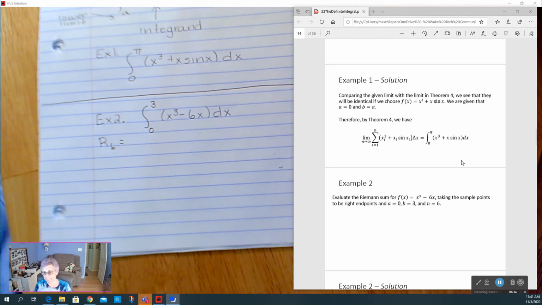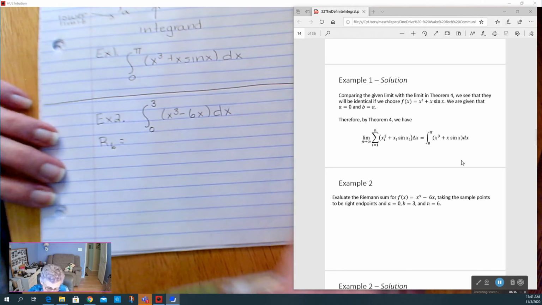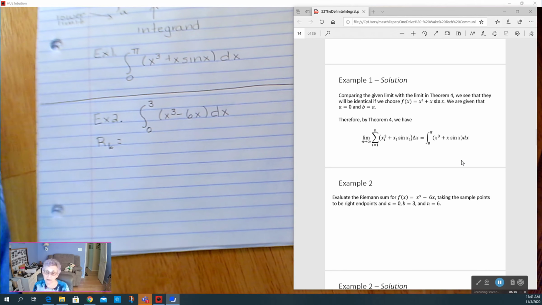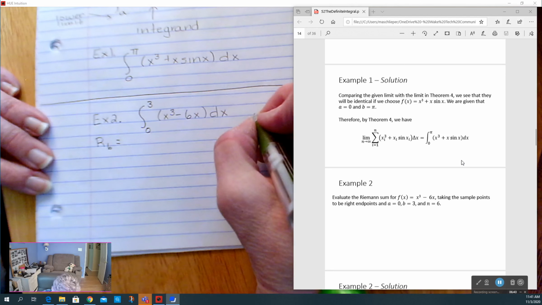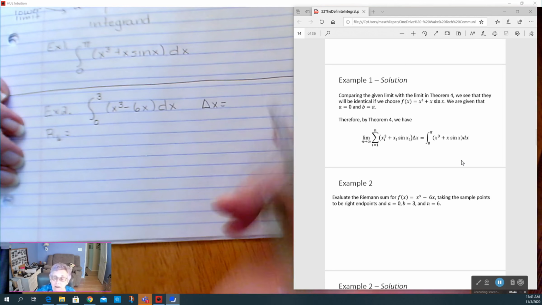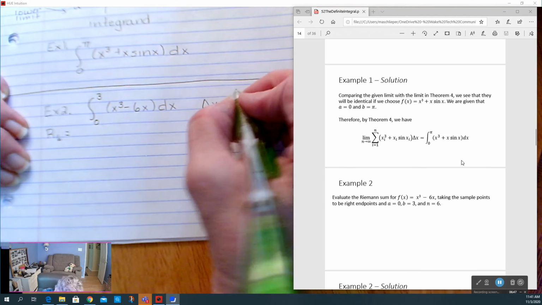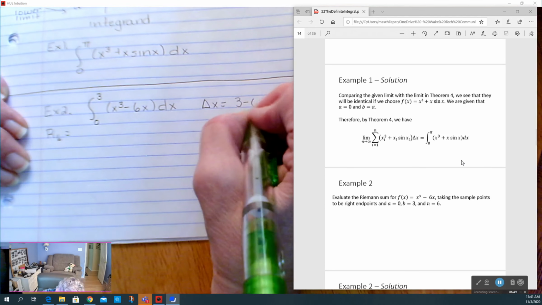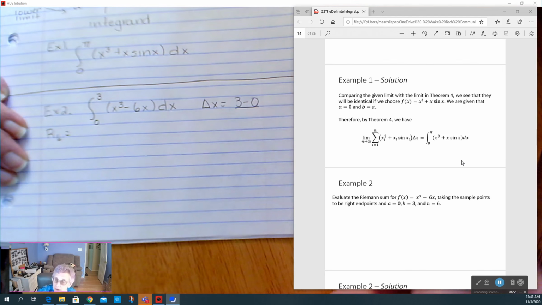dx. There we go. So in order to calculate this Riemann sum, we need a delta x. Delta x is b minus a over n.